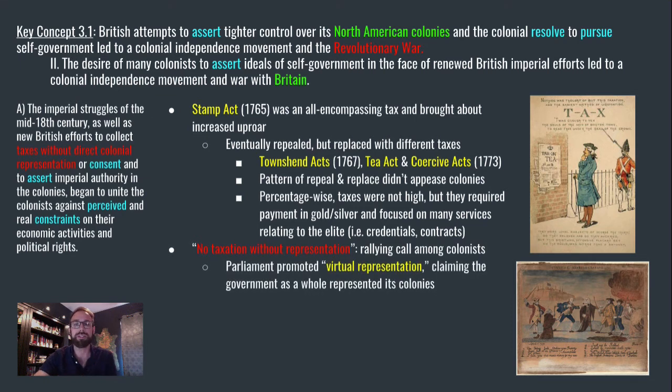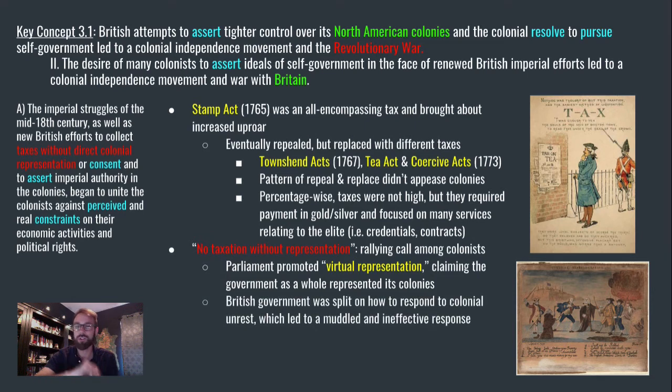Ultimately, what Parliament decided, and the monarchy was on this side as well, is that the colonists had something called virtual representation. So, claiming that the government as a whole represented its colonies. Notice the similarities here to the system of mercantilism, where the government protected the colonies. In return, the colonies helped the economy of the country as a whole. They applied this economic concept to representation as well. Of course, the colonists didn't like that too much, and this issue is not immediately resolved.